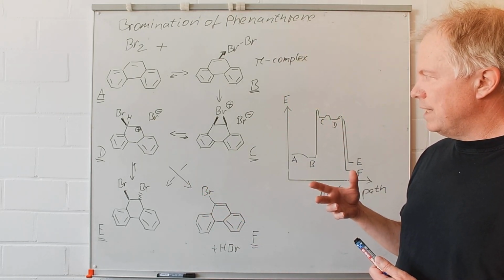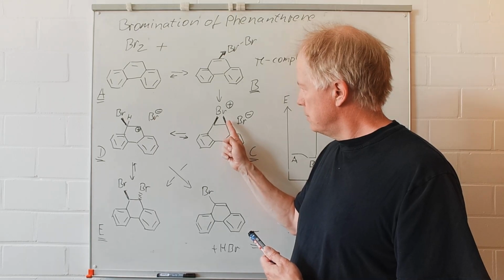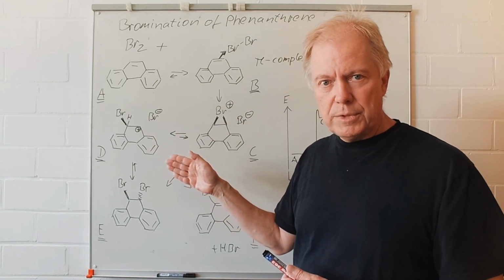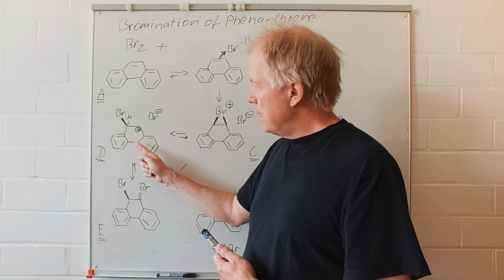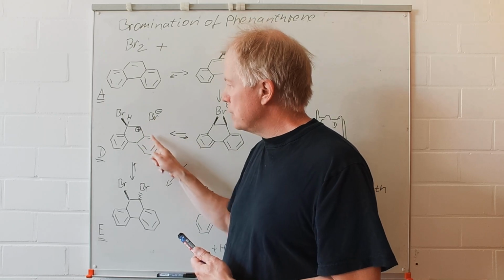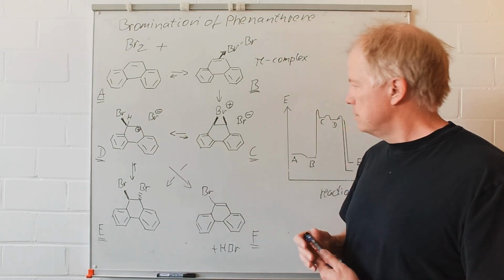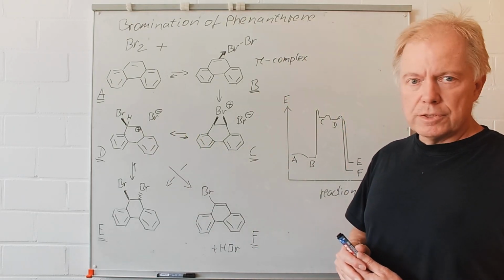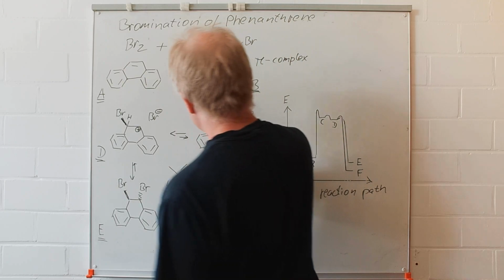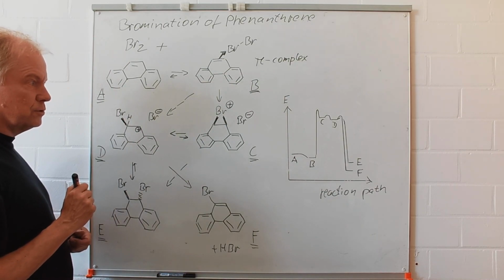On the other hand, it is also possible that the C-Br bond is broken and another reactive intermediate will be formed, a benzylic cation, where the cationic charge is mesomerically stabilized by this phenyl, this benzene ring. Actually, it is also possible that from the pi complex directly this benzyl cation is formed.